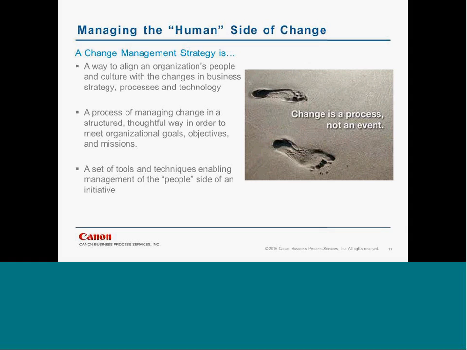So a strategy is a way to align the organization's people and culture to changes that are going on in business strategy, processes, and technology. It's done in a structured and thoughtful way, considering organizational goals, your mission, your objective, and your culture. And find a set of tools and techniques enabling management of the people side of the initiative from a very tactical level.